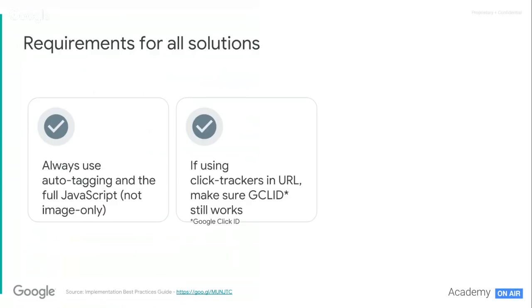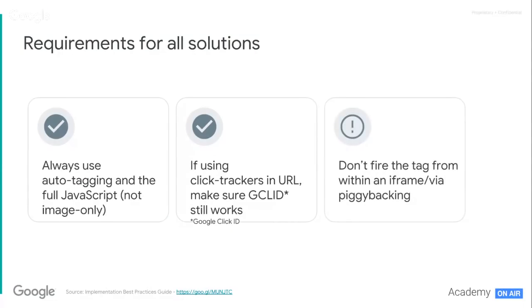Secondly, some of you are using so-called click trackers. You're appending certain parameters to your URLs. Now, you can absolutely do that, but you need to make sure that the Google Click ID, or the GCLID, is captured, as that actually bears the information of the actual ad click that we can attribute the conversion back to.